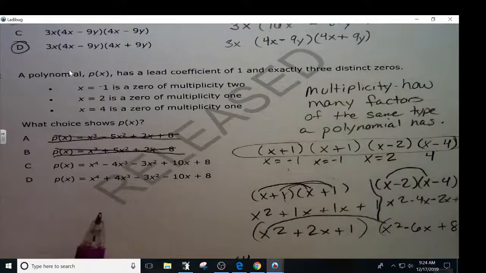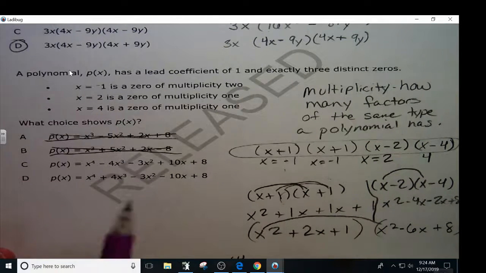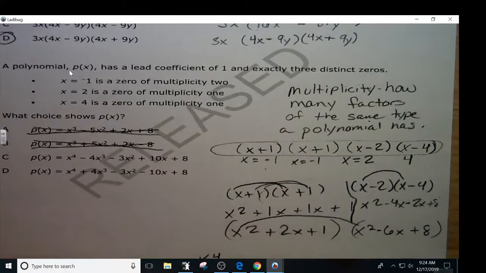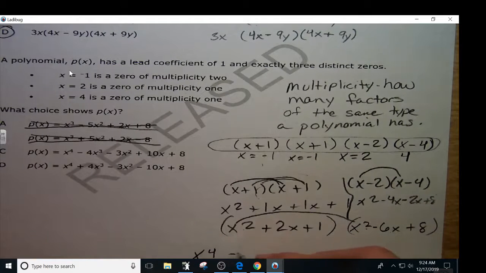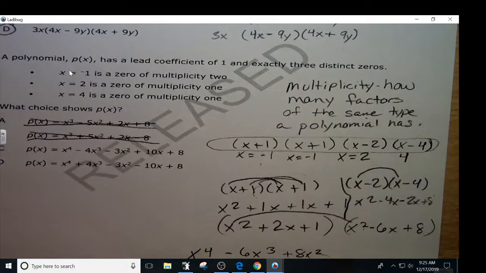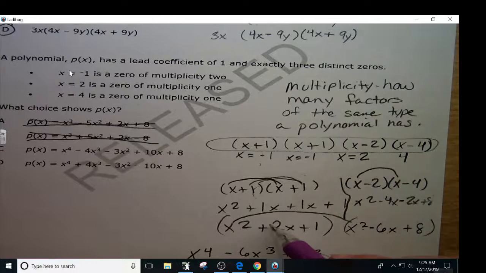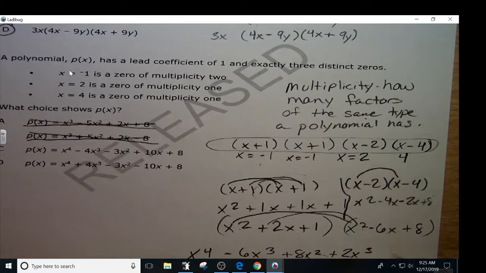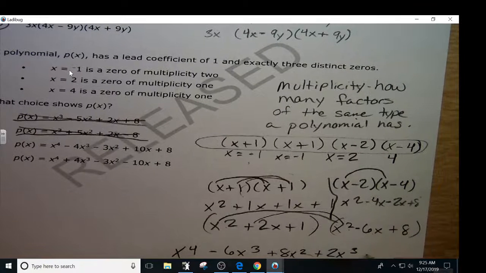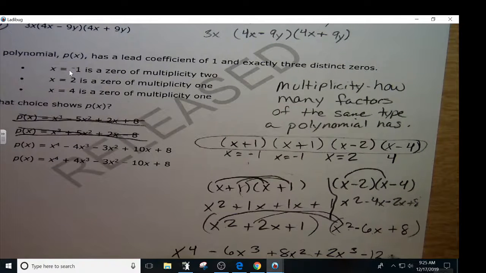All right, now trying to do as little work as possible. Now, the next thing we need to look for is, is my cube a positive 4 or negative 4? So let's keep going. All right, x squared times negative 6x is negative 6x cubed. X squared times 8 is 8x squared. All right, now here to here, that will be 2x cubed minus 12x.